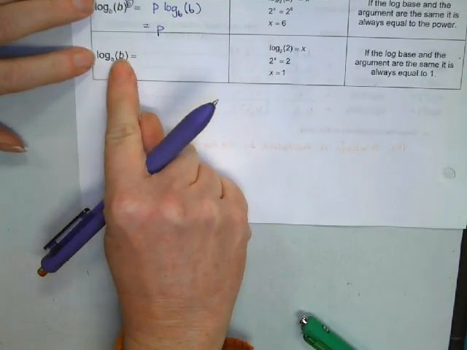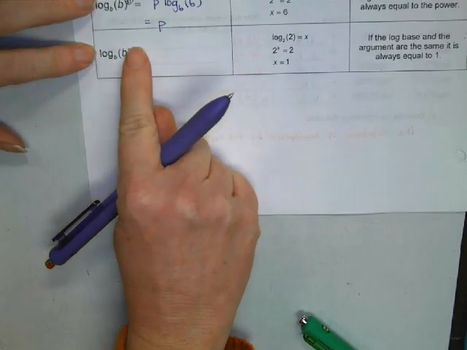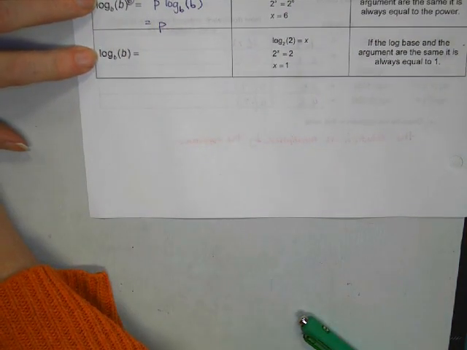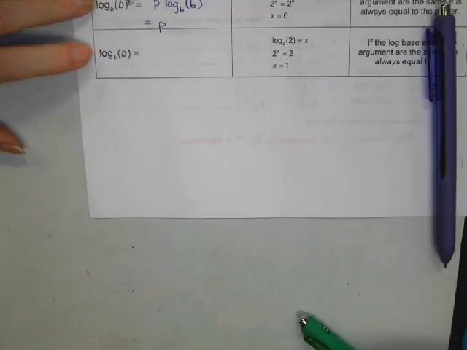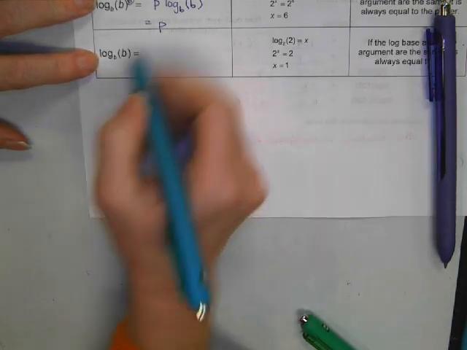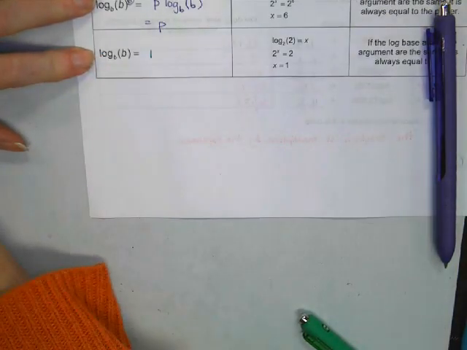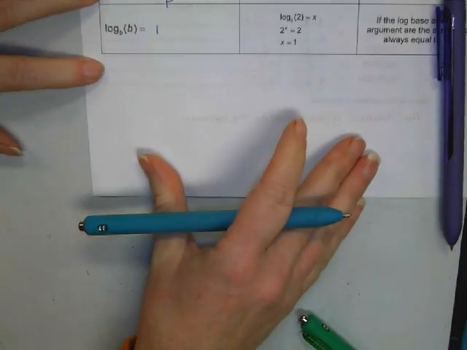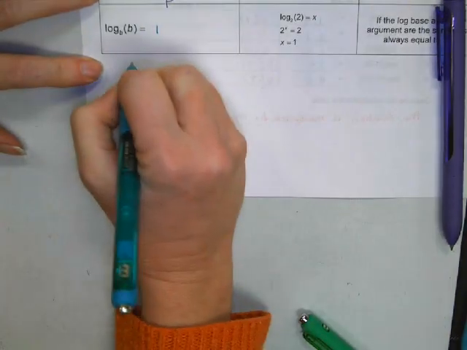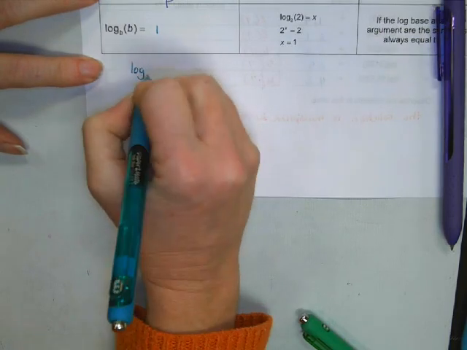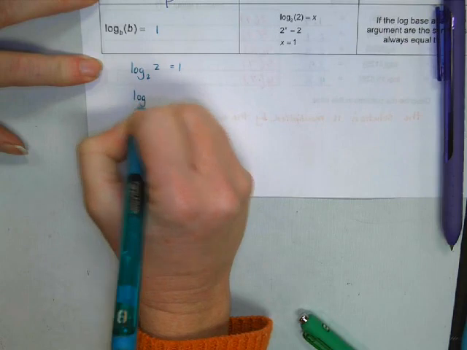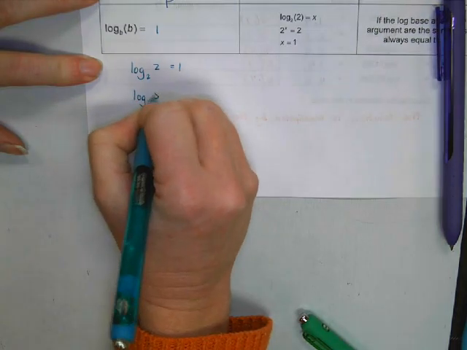So in this case, I have log base b of b. Now there's nothing written up there as an exponent, but what is always understood to be there? A 1. So if the base and the argument are the same, it equals 1. It's not a log anymore, it is the number 1. And it doesn't matter what the base and the argument are. It doesn't matter if they're numbers, letters, symbols. It could be log base 2 of 2, and that would equal 1. It could be log base 5 of 5, that would equal 1.